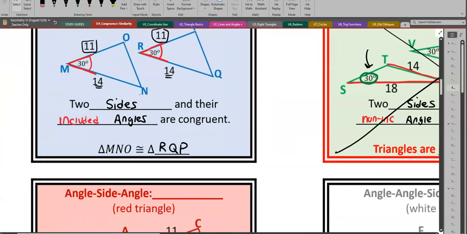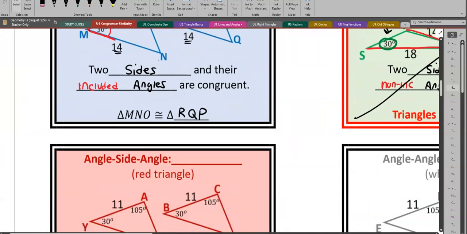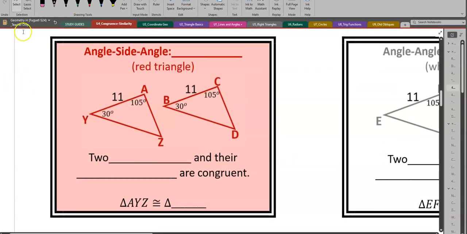Okay, we have 3 more to go, and the good news is all 3 of these are going to end up working. So let's start with angle, side, angle.